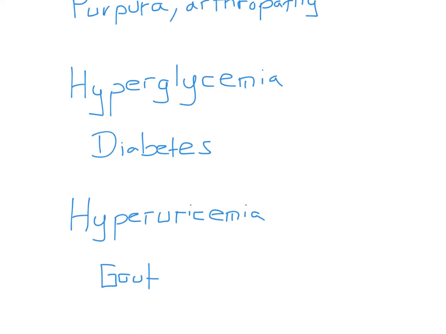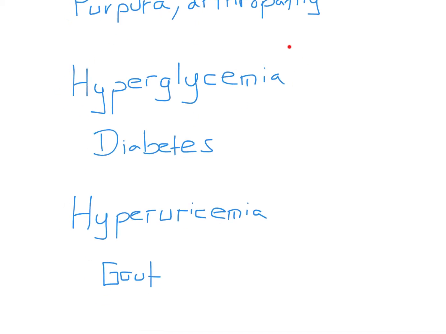And next we have hyperglycemia and hyperuricemia for the two other options. So these would just be associated with diabetes and gout respectively, and wouldn't really deal with this type of question.